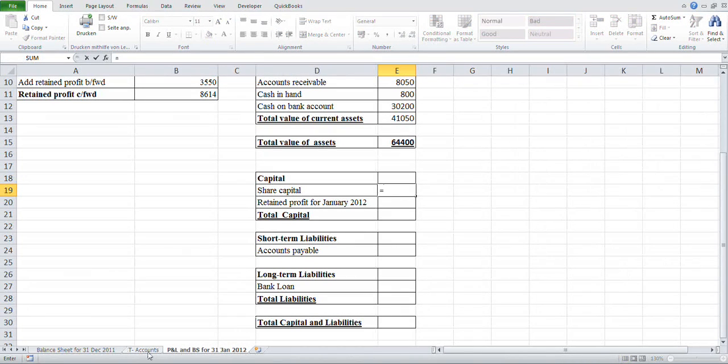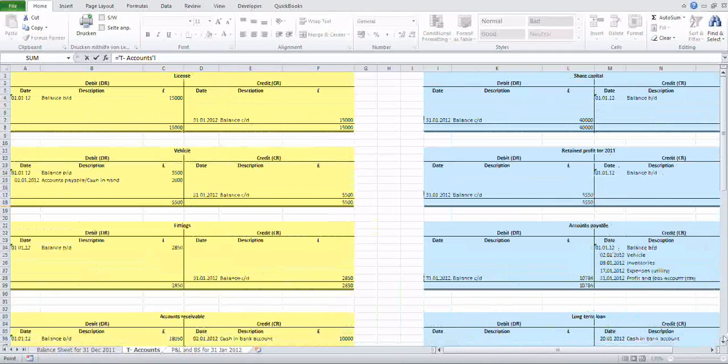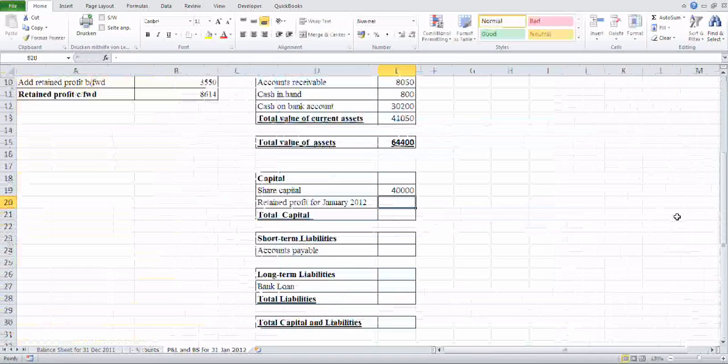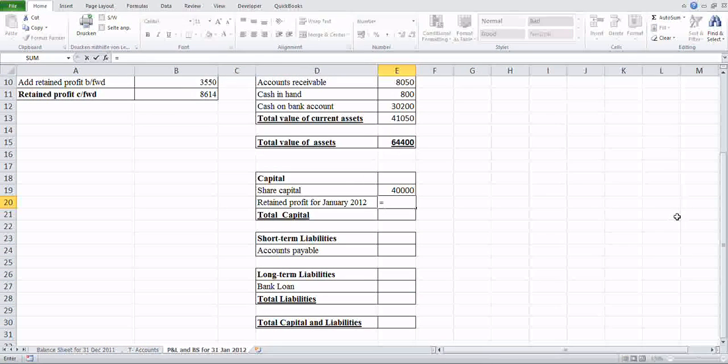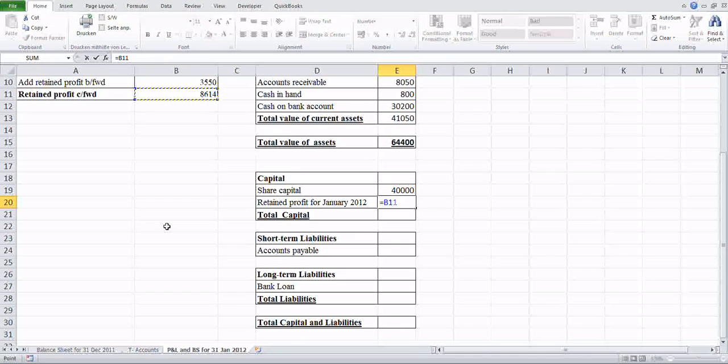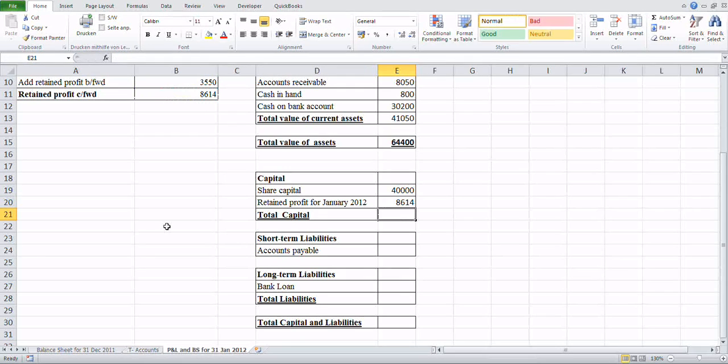The share capital has not changed. Let's check. It's from earlier capital accounts in blue. 40,000. The retained profit for January 2012. Careful that you now select the right one. Is this one, this amount we just calculated. Do not pick the one going against the profit and loss account from earlier. It does not go against the balance sheet. Enter. 8,614.